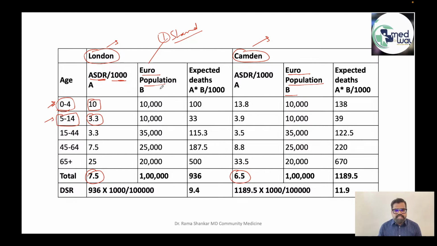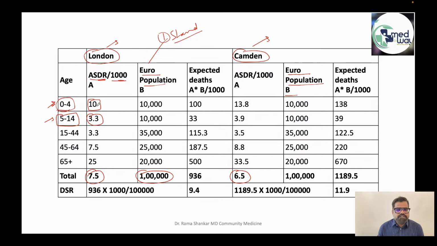Now, the standard population I have already taken, which is the European population, the total is 1 lakh, and the same class intervals I have broken that into, and each class interval population is also mentioned here, 10,000, 10,000 and so on. Now, you have to do certain mathematics.